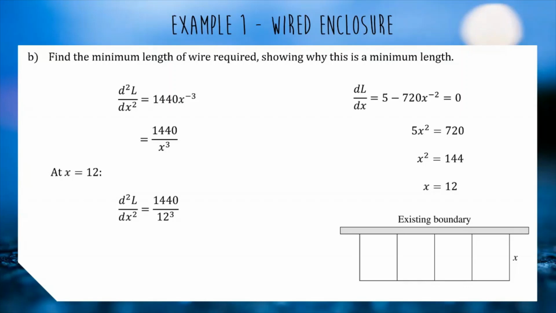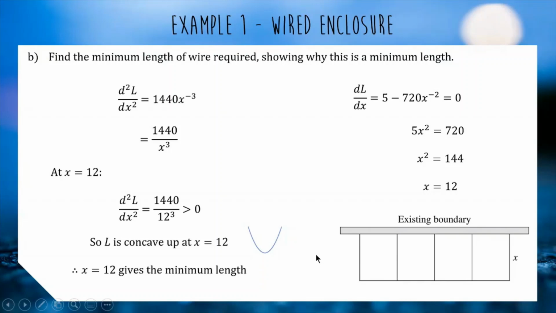I don't actually care what that number is. What I care about is that it is a positive number. It's greater than 0, because greater than 0 means you've got a smiley face. It means you are concave up. So if we have a stationary value and the curve is concave up, it must look like this. It must be a minimum turning point, which means that we have a minimum length. That's all you need to show to your marker to get that extra mark. You need to use a second derivative to prove concavity and make a conclusion.